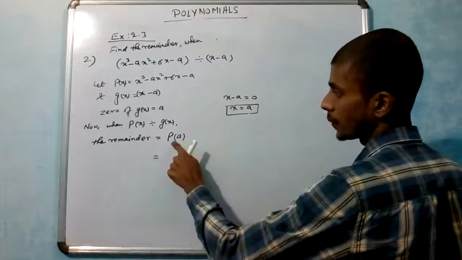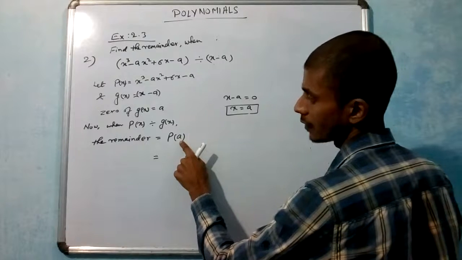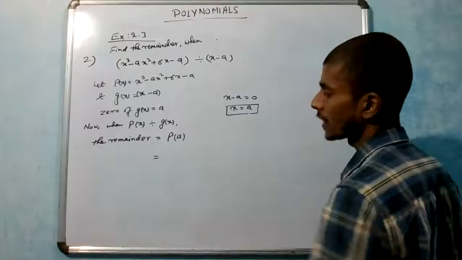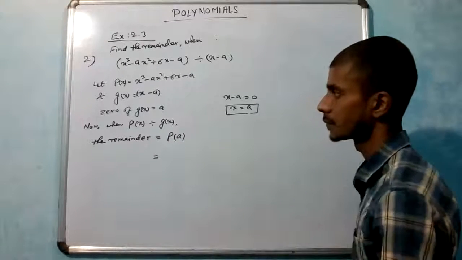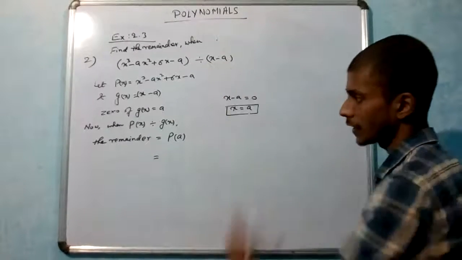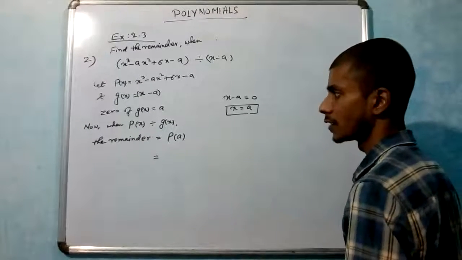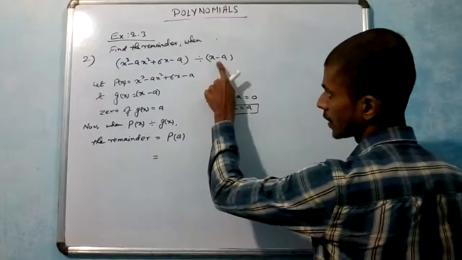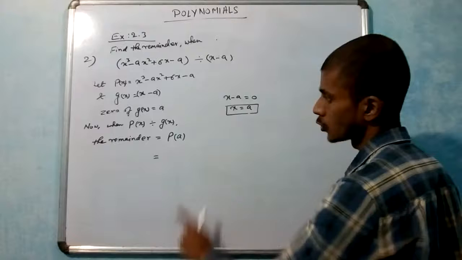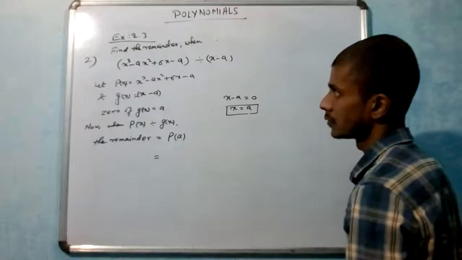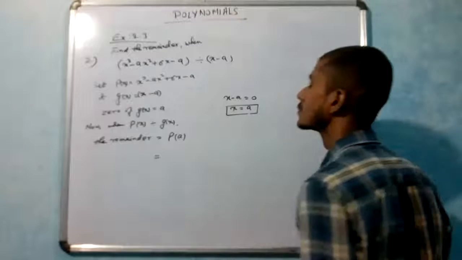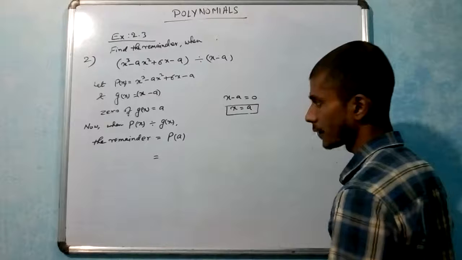Understanding? What is the remainder? p of a. Why p of a? What is this a? It is the 0 of the divisor. Don't forget, 100 times I am repeating; tomorrow again you will forget. a is the 0 of the divisor. Get the 0 from the divisor, substitute in p(x), and we will get the remainder. So tell me p of a. Come on, tell me, I will write fast, dictate to me.